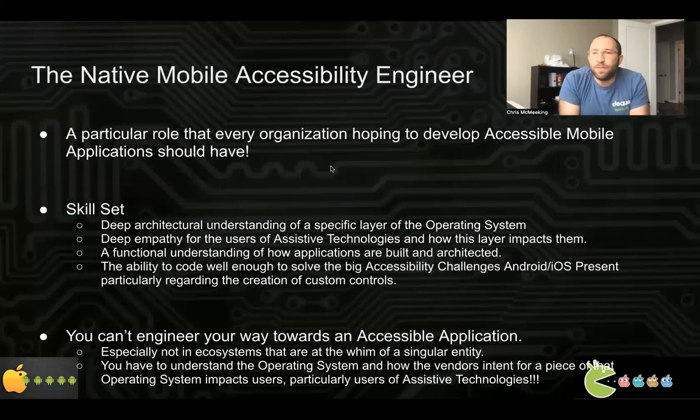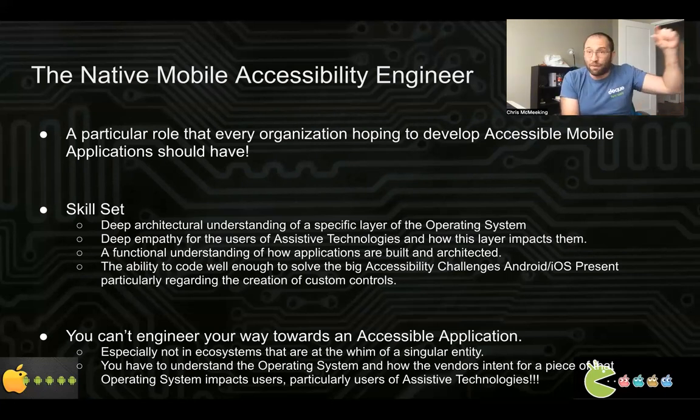The native mobile accessibility engineer. I want to talk about a persona, a particular role that every organization hoping to develop accessible mobile applications should have. A skill set, deep architectural understanding of a specific layer of the operating system. You don't need to know a lot about how to structure iOS applications and Core Data and model view model. You need to know a lot about the view.